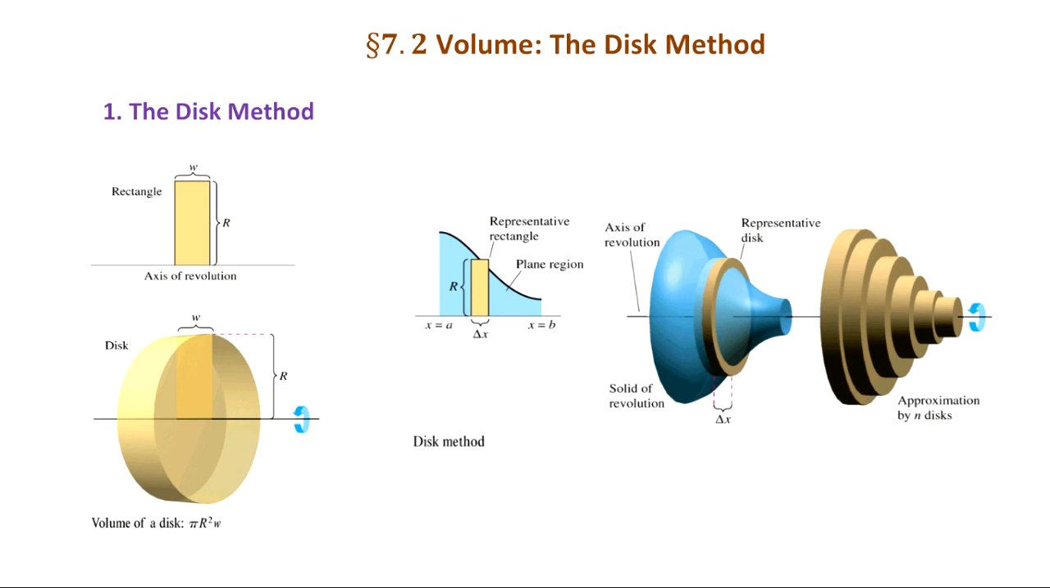each rectangle, you get a disk. Now, if you cut this plane region into many rectangles, after rotation about the x-axis, you're going to get a bunch of disks, as you see in the last graph on this page. Then you use those disks to approximate the actual blue solid. So the yellow disks approximate the blue solid. So you just add all the volumes of the disks to get the approximate value of the solid in blue. So that's the disk method.